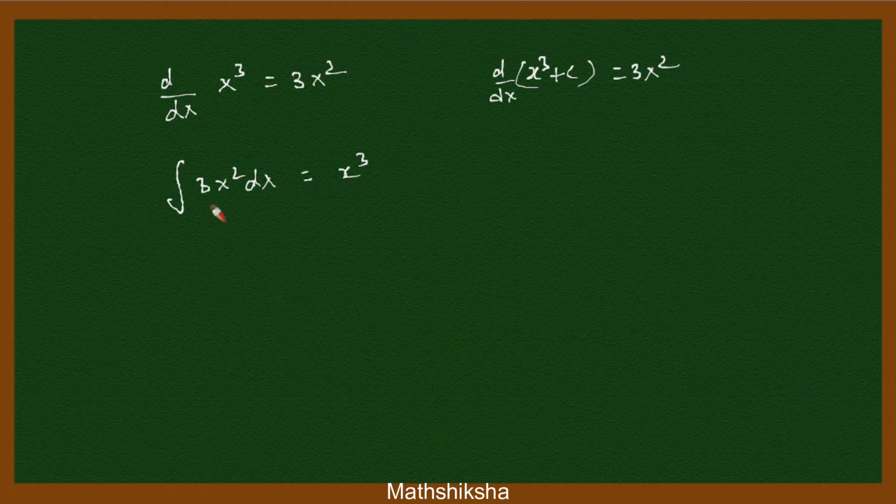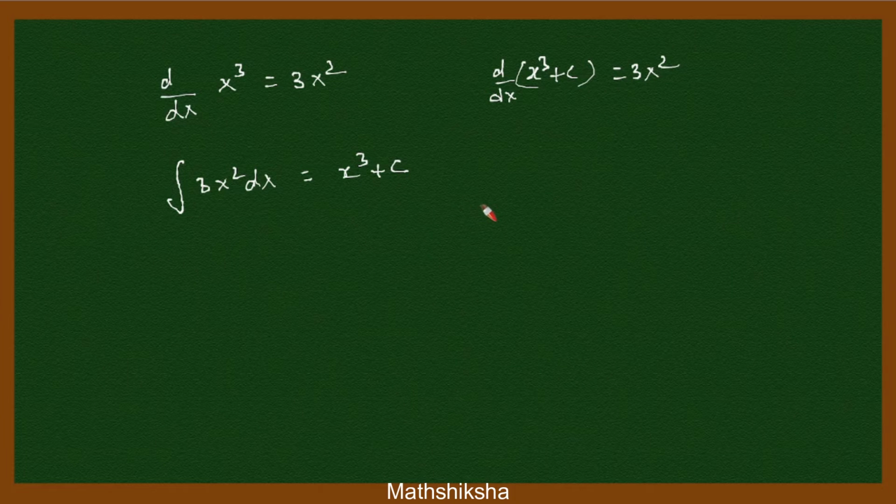3x square के इंटीग्रेशन निकालने का मीनिंग क्या है? मुझे वो सारे फंक्शन फाइंड करने हैं जिनका डेरिवेटिव 3x स्क्वायर है. 3x स्क्वायर के इंटीग्रेशन का क्या मीनिंग है? I have to find all those functions whose derivative is 3x square, and that function is not only x cube but x cube plus any constant.